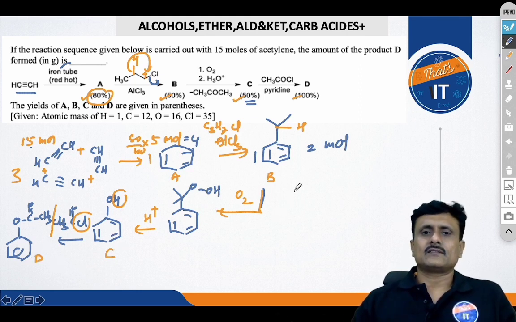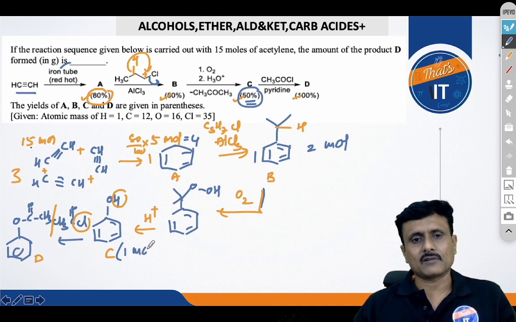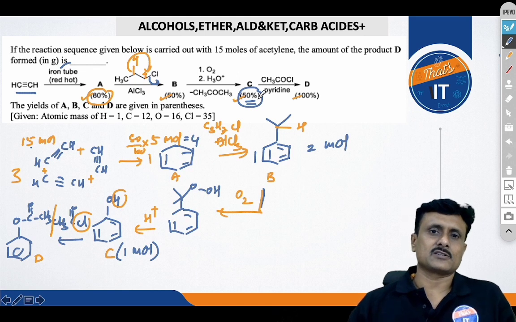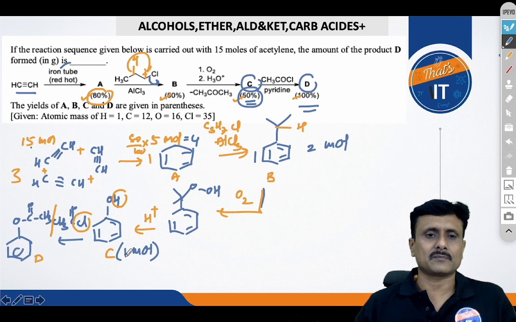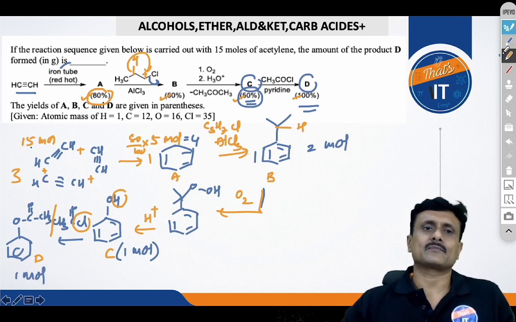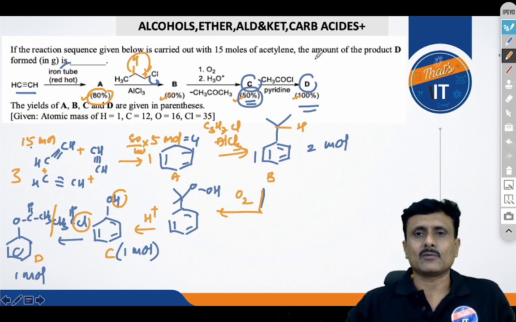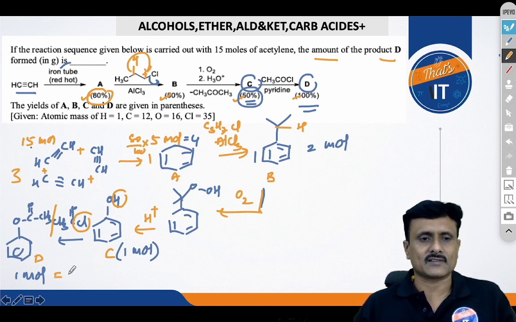So now we can see that of these 2 moles of the substance, 50% of C is obtained. The 50% of 2 moles is nothing but 1 mole of phenol obtained, and this is giving rise to D, but this product yield is 100%. That means this is 100%. So you will be getting what? 1 mole of the final product, and you have to find out the amount of the product D, that is nothing but 1 mole, which means the molar mass, right? You can find out this molar mass.